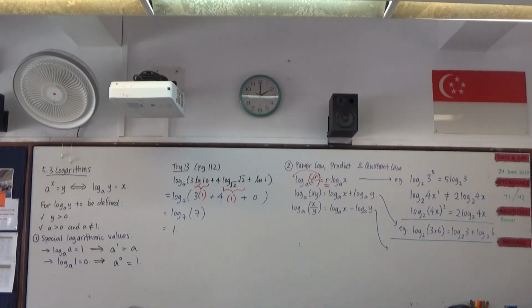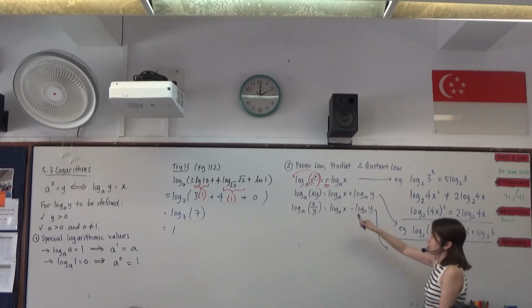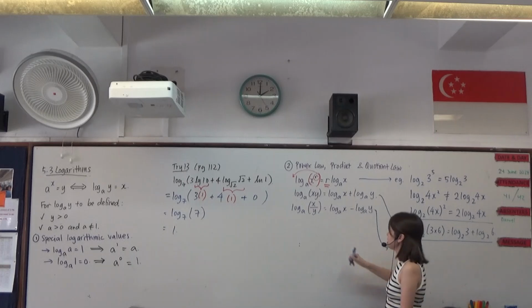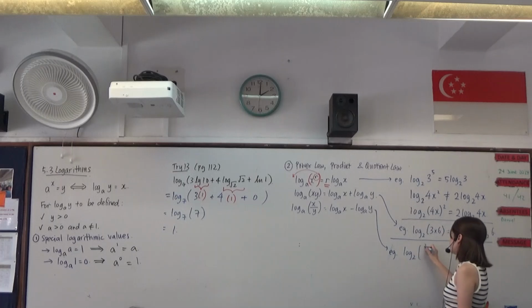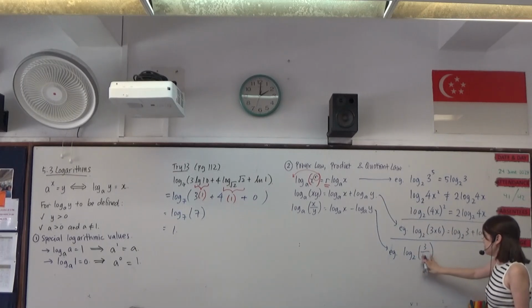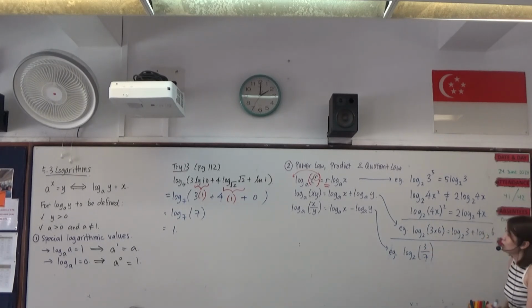Then in the third one, the quotient law, instead of product, we now look at quotient and division. For example, if I have log of 3 over 7 base 2, it is going to be separated into a subtraction. Okay, so this is what it means.